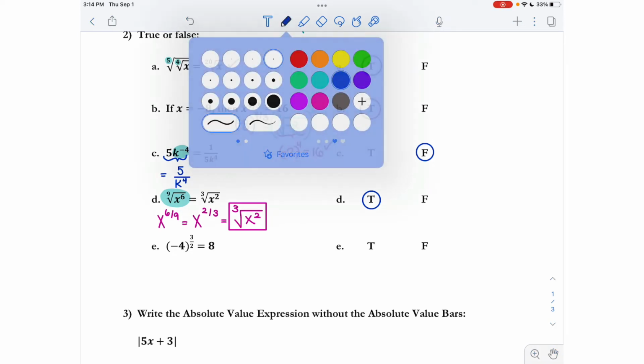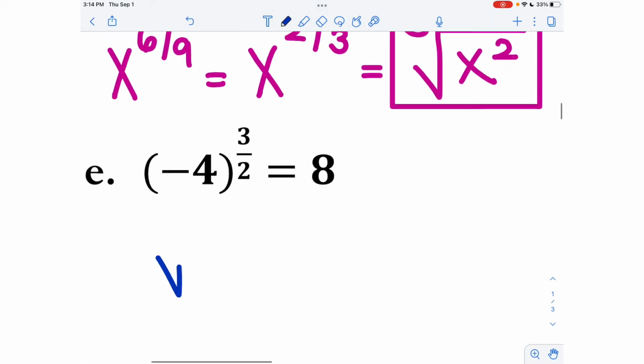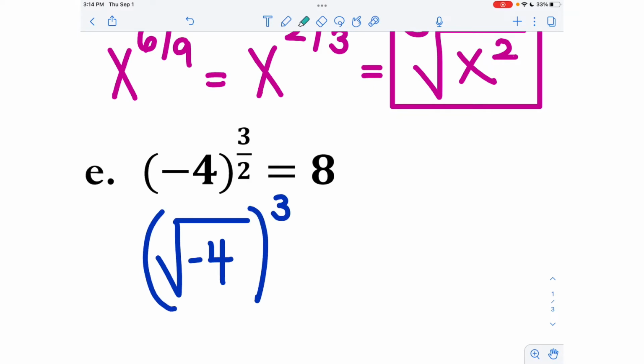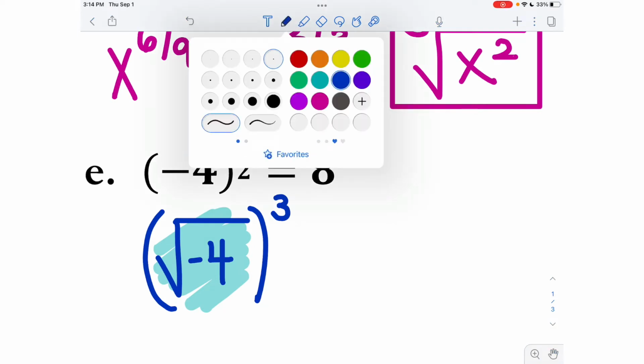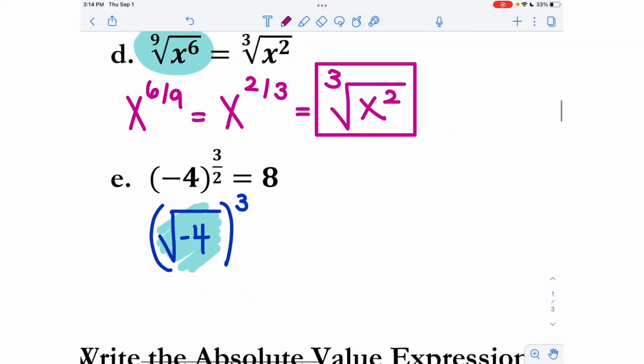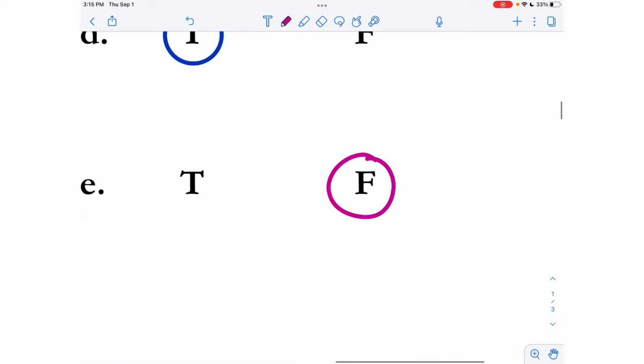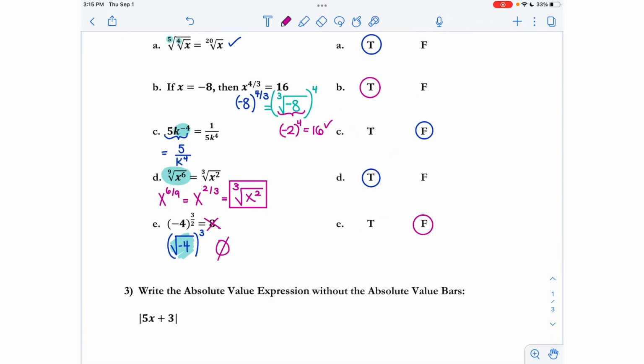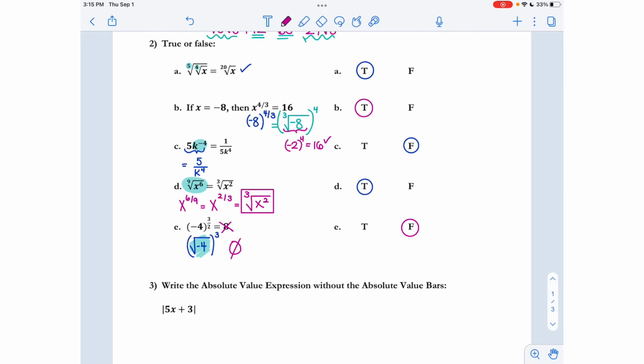And then this last one is similar to letter B. Let's rewrite this. We're going to square root negative 4 and then raise it to the third. I think right away you should have red flags. I cannot even root a negative. So this is actually no solution. It is not equal to 8, so that one is false. If you tried this on your own, you should have gotten true, true, false, true, false.